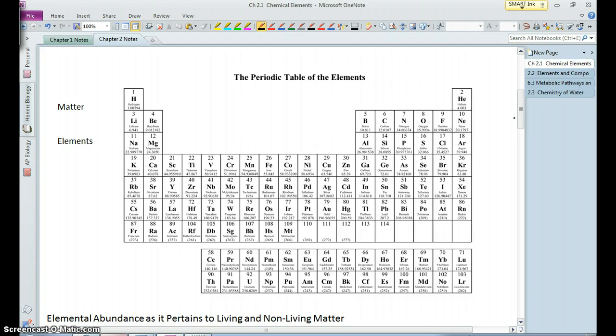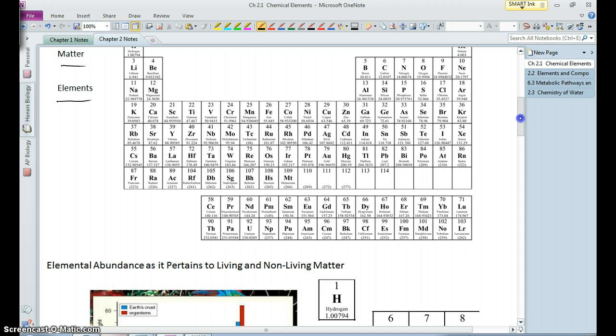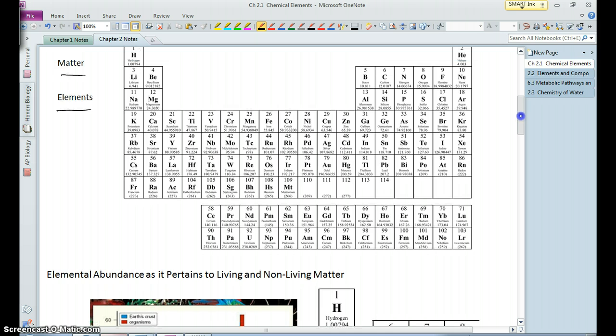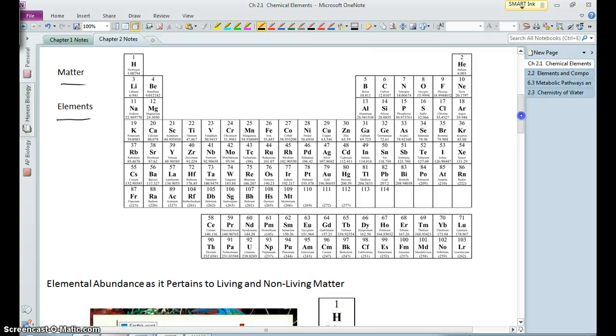So here's our periodic table of the elements, which you've probably seen before and studied a little bit. You will study it in great detail next year in chemistry. We're going to focus on particular elements this year. And so as we know, elements are the basic building blocks of matter. And so we want to understand a little bit about the atoms that comprise these different elements and matter.